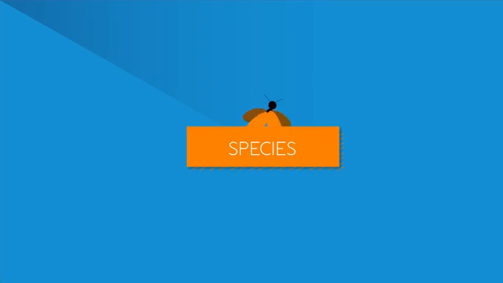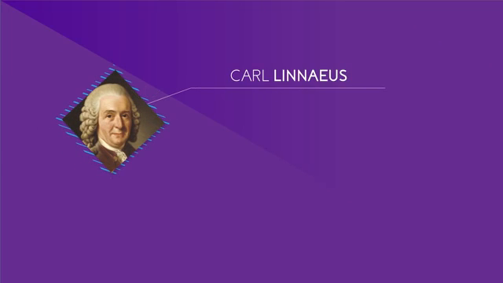In this video, we are going to discover what the word species means and how a new species is created. 18th century naturalist Carl Linnaeus used the term species to describe a group of very similar organisms.